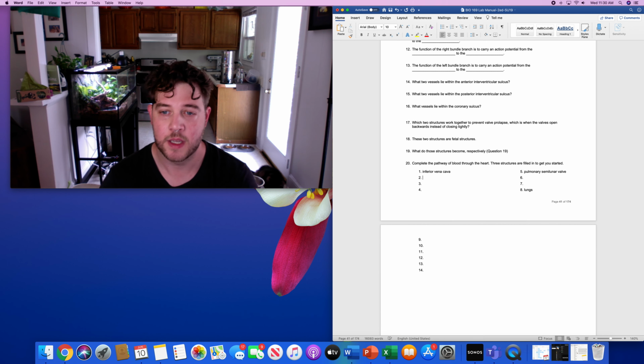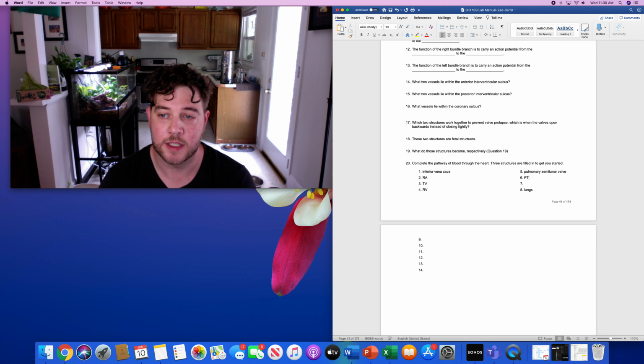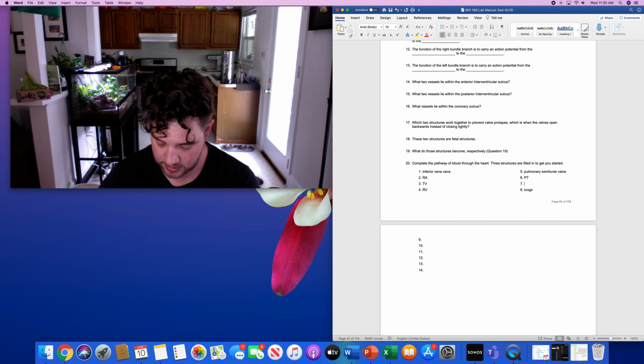I'm going to abbreviate. Inferior vena cava goes into the right atria. From the right atria, you go through your tricuspid valve. From your tricuspid valve, you go into the right ventricle. From the right ventricle, through the pulmonary semilunar valve, you go into the pulmonary trunk. From the pulmonary trunk, I'm sorry, that's not right.